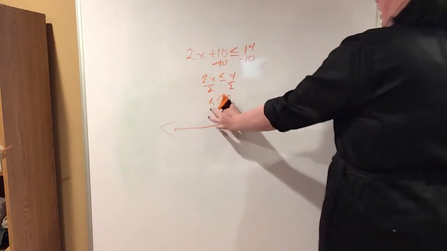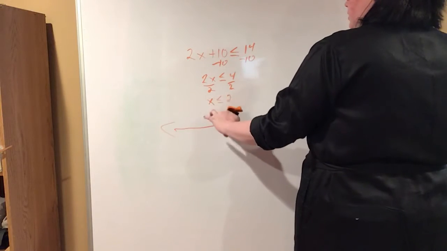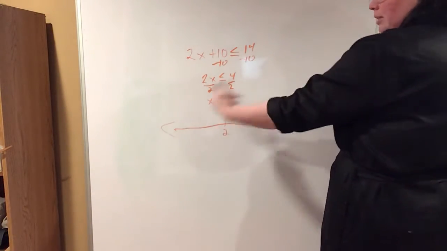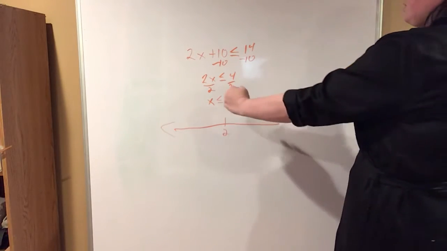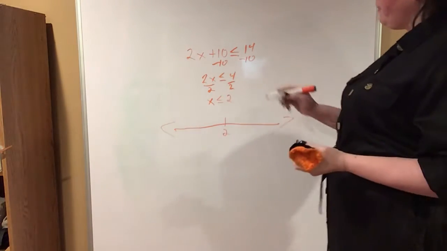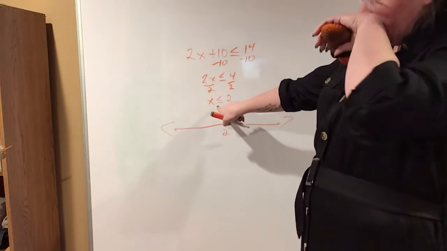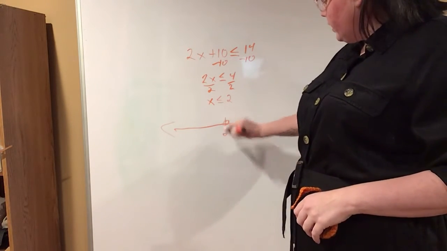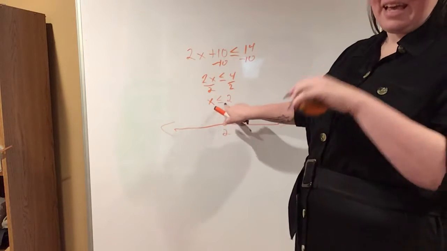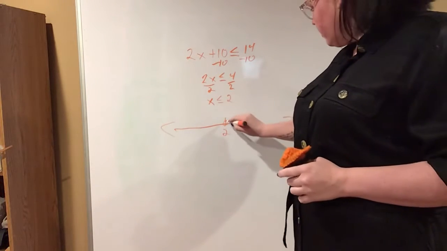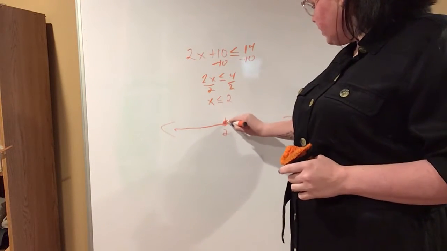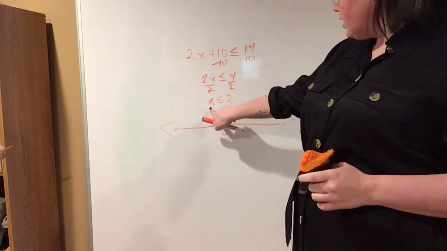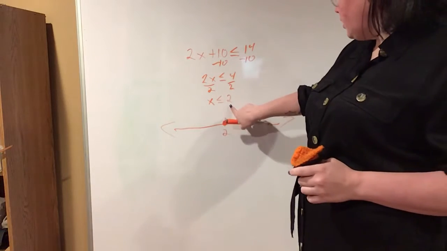And this is saying x is less than, because the alligator doesn't want to eat it. It wants to eat the 2. So it's hungry for this guy. So when it has a line underneath it, we're going to draw a circle, right? But it has a line underneath it, so it means it can be 2. So we're going to fill in. It means it's a solid dot. And it says x is less than or equal to 2.